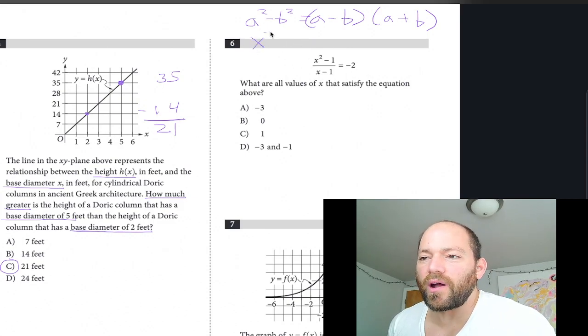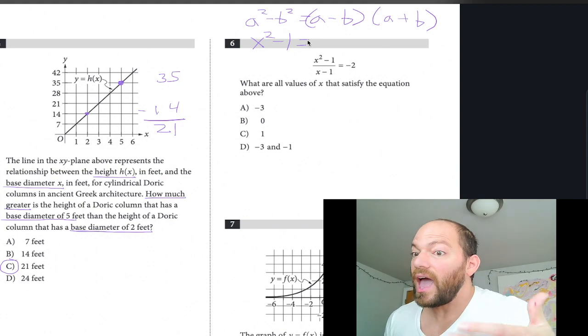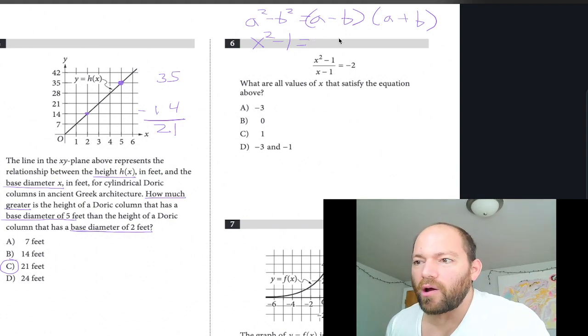So x squared minus 1 is a difference of squares, right? Because x squared is obviously the square of x, and 1 is the square of 1. I should probably do a video about the difference of squares. This becomes x minus 1, x plus 1.